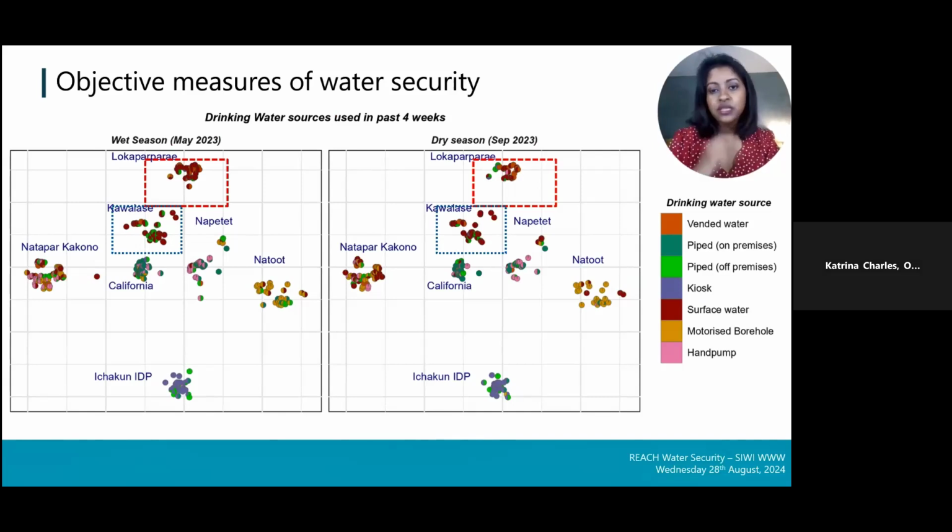The point I'm trying to make here is that just because a household is using an unimproved source or a more costly source doesn't mean that they will be more water insecure. In fact, they can feel more water secure because the water source is now close to their homes.